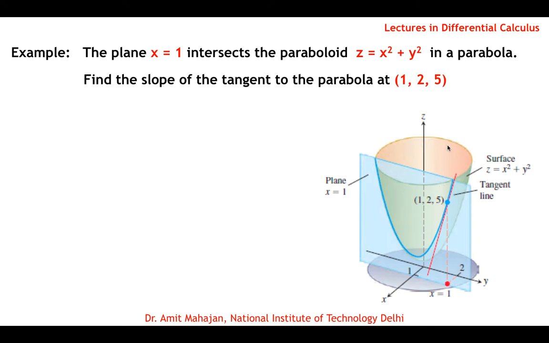Geometrically you have a paraboloid, and the plane x is equal to 1 will cut this paraboloid into this blue curve, which is a parabola, and on this curve there is a point (1, 2, 5). At this point, if we draw a tangent line, then what is the slope of this tangent? Okay, so when x is equal to 1 is fixed.